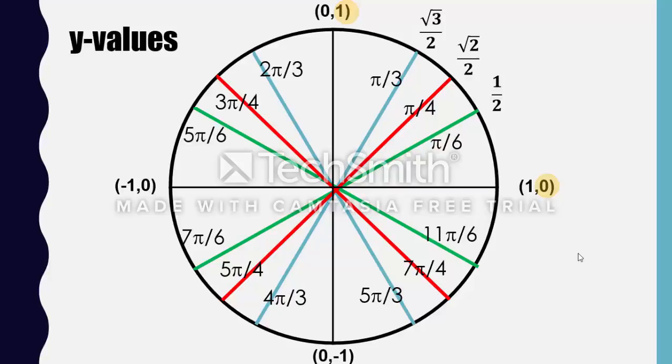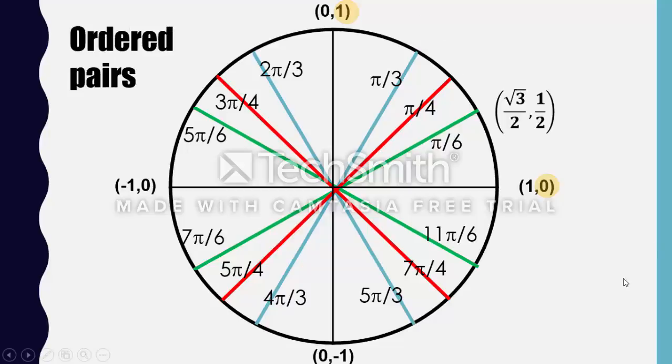Now let's put all of this information together to find the ordered pairs on the unit circle. So, for pi over 6, or 30 degrees, we have an x value of the square root of 3 over 2 and a y value of 1/2. At pi over 4, we have the square root of 2 over 2 and the square root of 2 over 2. Then at pi over 3, we have x is equal to 1/2 and y is equal to the square root of 3 over 2.